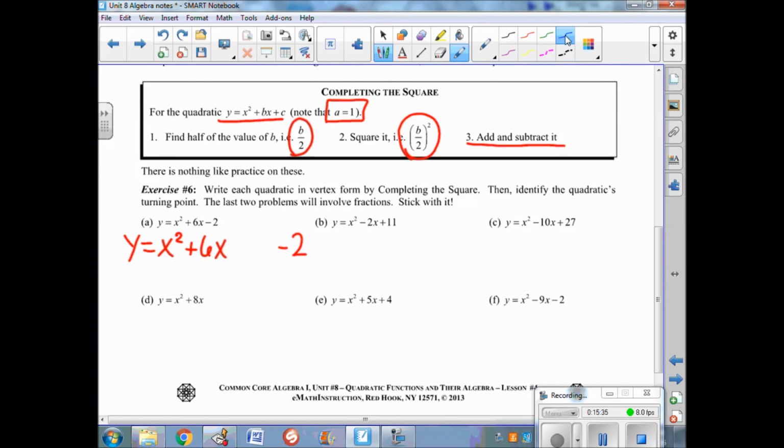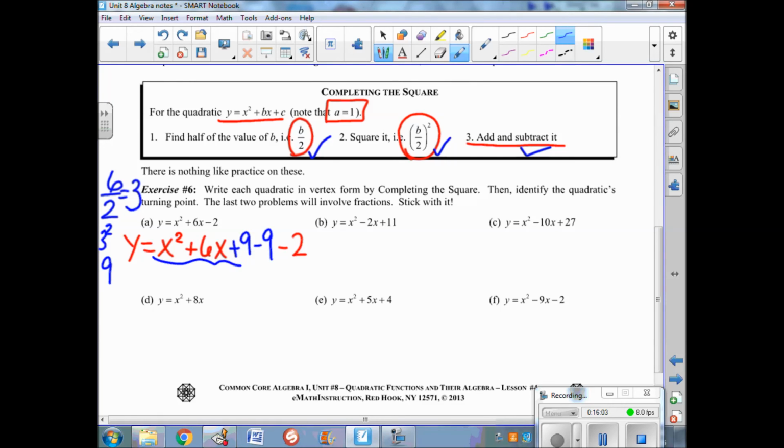So what does my recipe say? Take half of b. My b is 6. If I take half of it, it's 3. And then what's the second step say? It says square it. So what is 3 squared? And hopefully you're all saying 9. So that's what we have to add and subtract. So plus 9 minus 9.